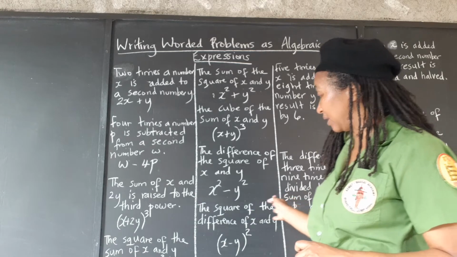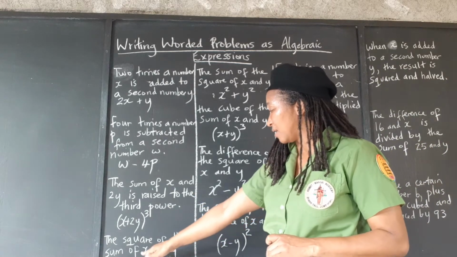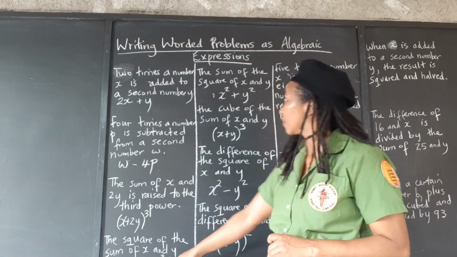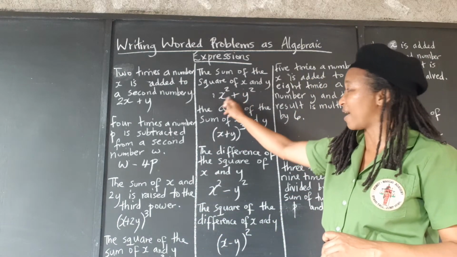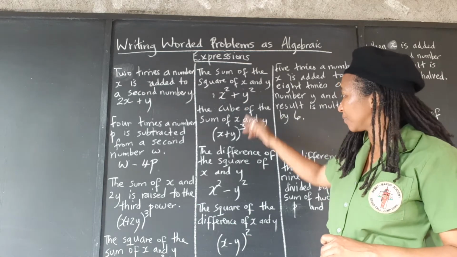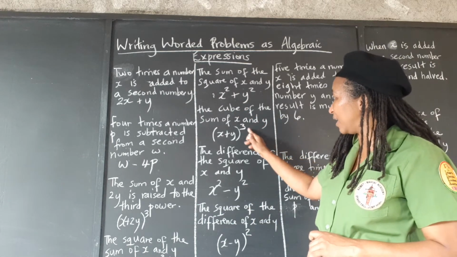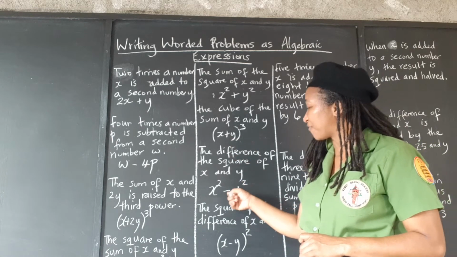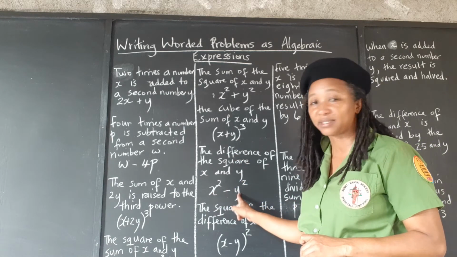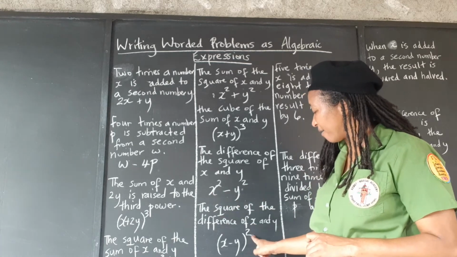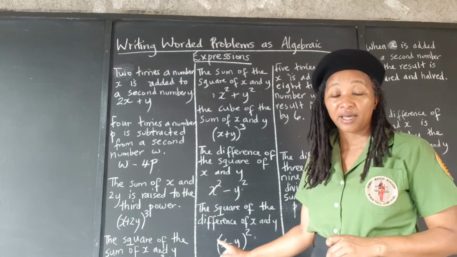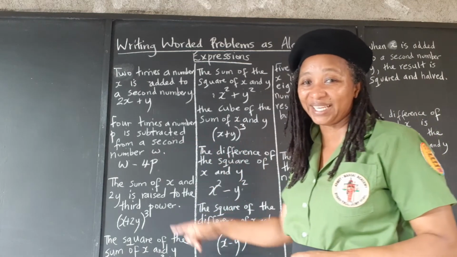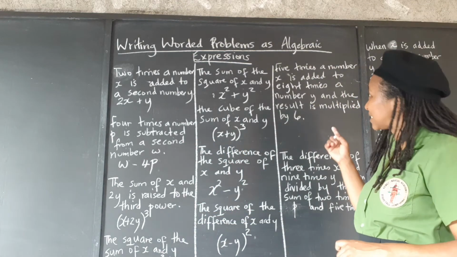So look carefully. This is the square of the sum of x and y. The sum of the squares of x and y, the cube of the sum of x and y, the difference of the squares, and the square of the difference. It's very important that you know the difference between these things. Alright, so let's look at this one.